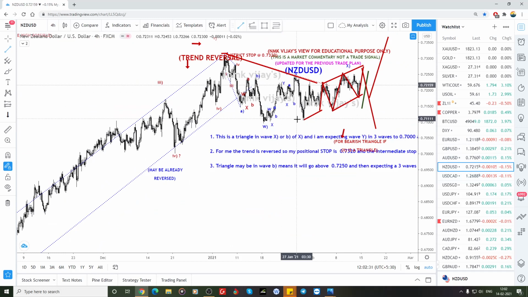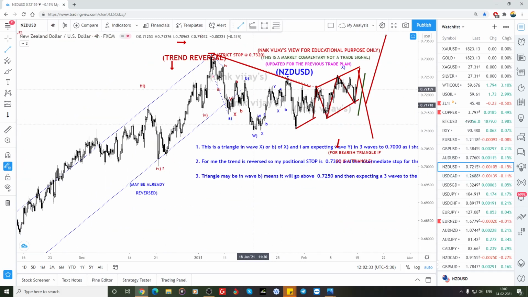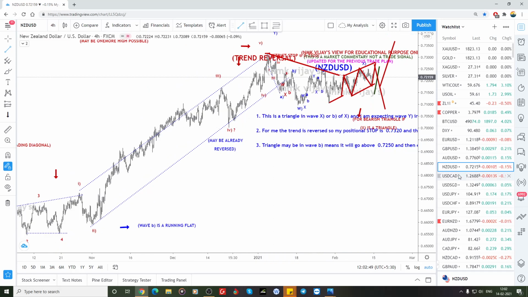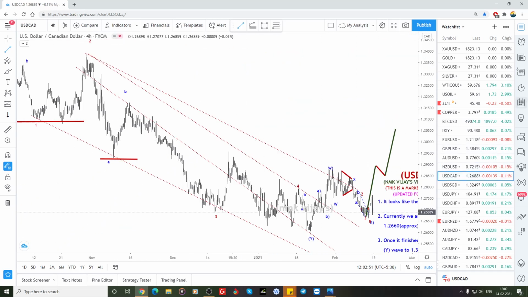There are two alternative views I have presented here, and I have shared them. One is the triangle in the X wave, and it can shoot from here. Otherwise, we can stick to our original analysis. It can go one more high to the 7250, and then again it can drop. So this is my view, and let's move on to the USD CAD.